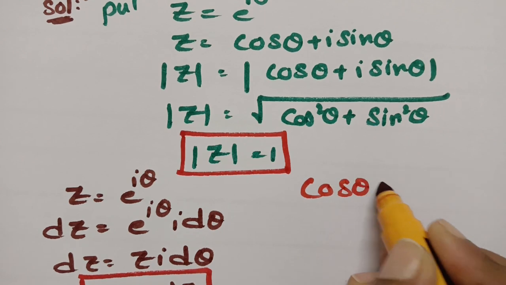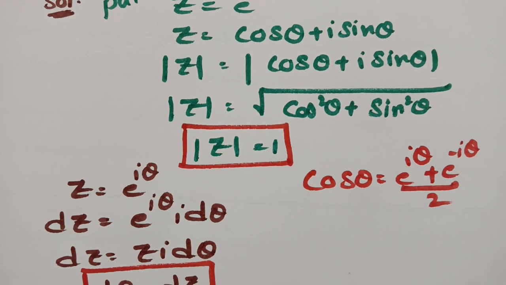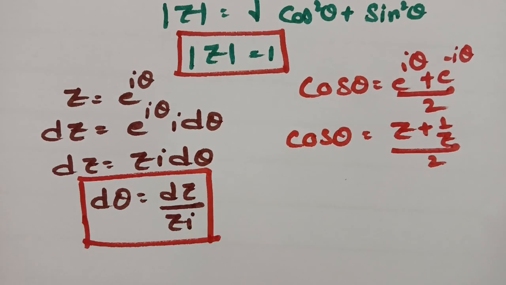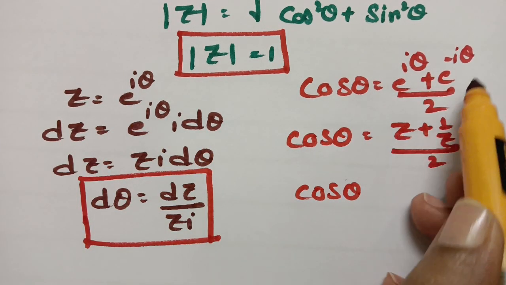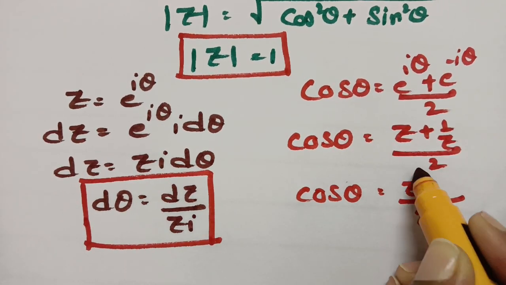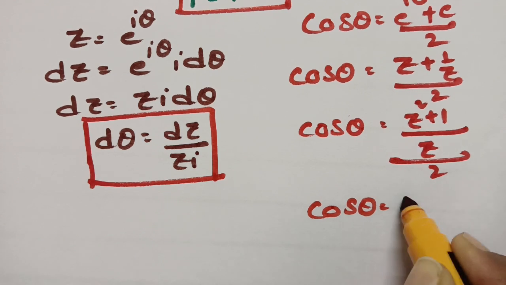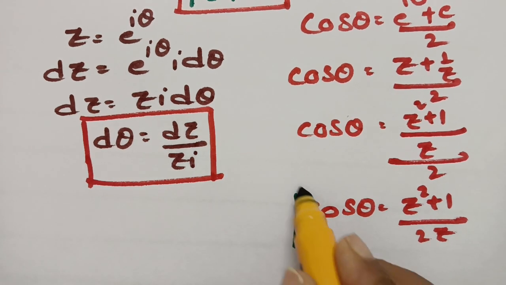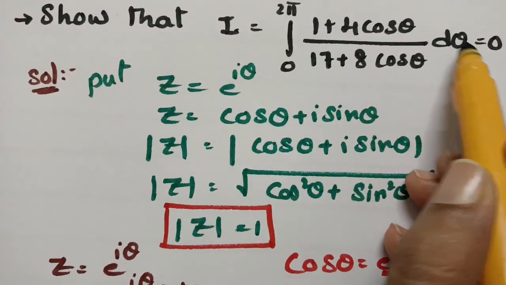Next we need the cos θ value. For cos θ, this is (e^(iθ) + e^(-iθ))/2, and therefore cos θ equals (z + 1/z)/2, as e^(iθ) is z and e^(-iθ) is z inverse, which is 1/z. If I take z as LCM, this will be (z² + 1)/2, so cos θ is clearly (z² + 1)/(2z). So we got all the values ready for substitution: the region as a circle with center 0 and radius 1, the value of dθ, and cos θ.